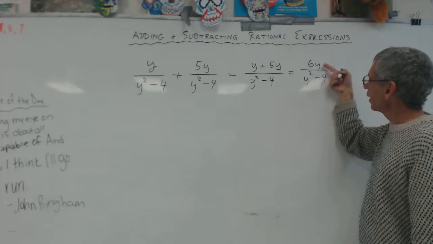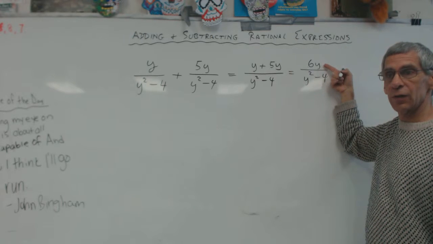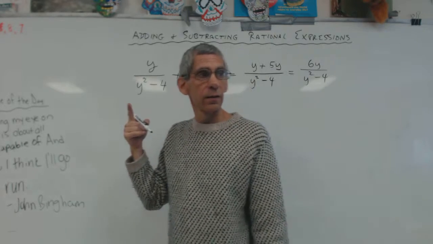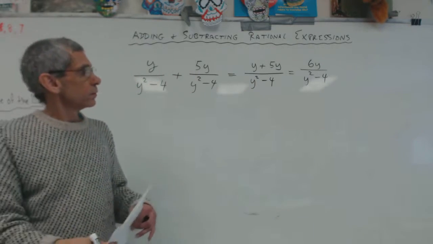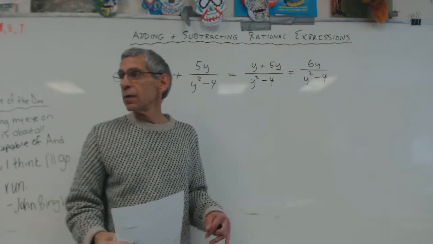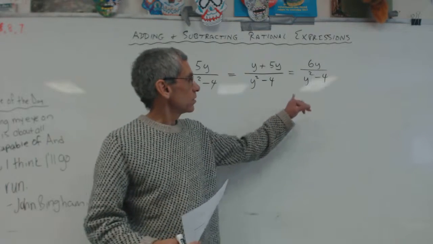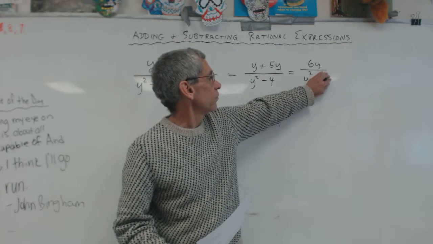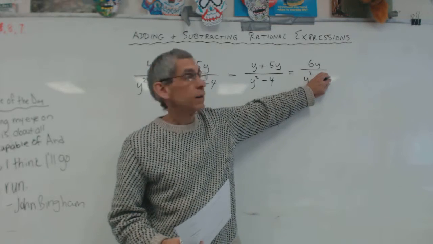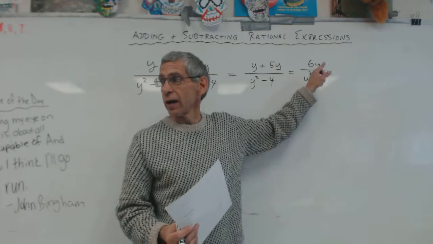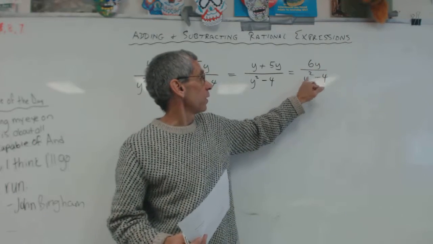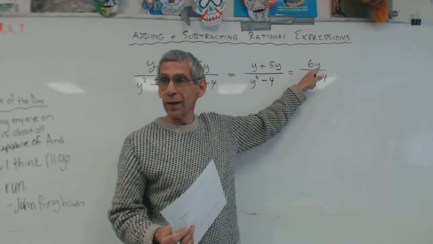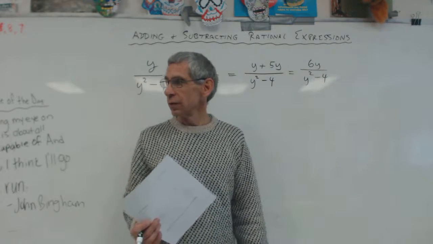Can I cross out one of the y's downstairs with this y? No. Because this does not say y squared, right? If there wasn't a minus 4, it would be y squared, and then I could simplify the fraction. But it says y squared minus 4. Does y squared minus 4 go into y? No. See what I'm saying?